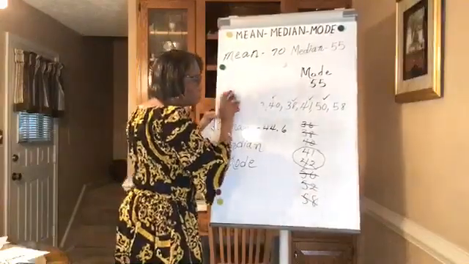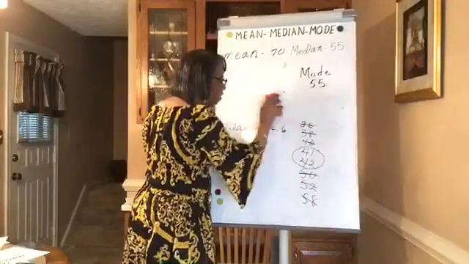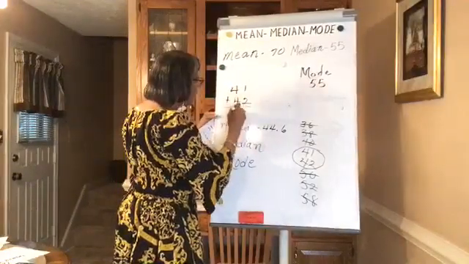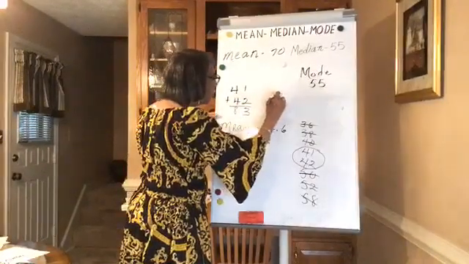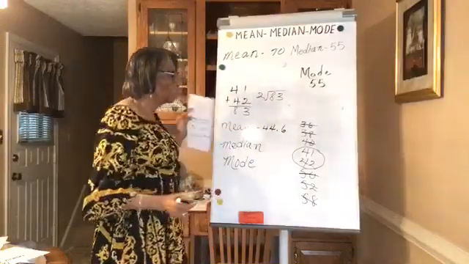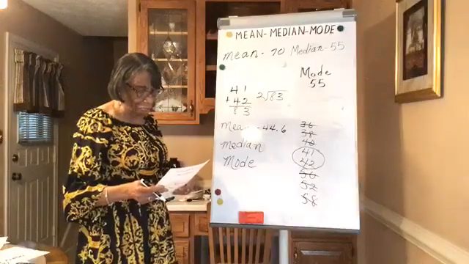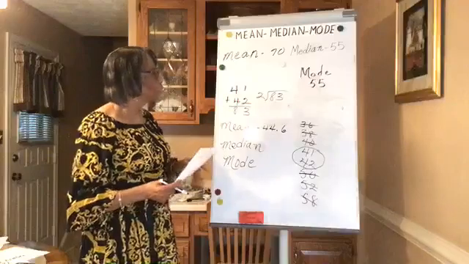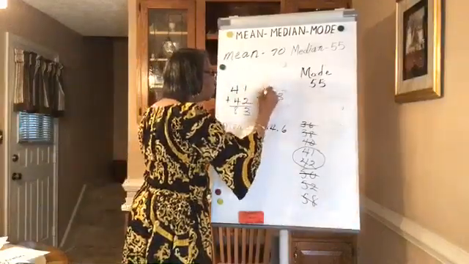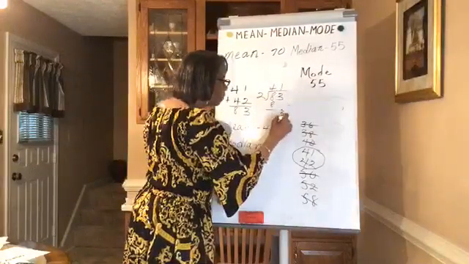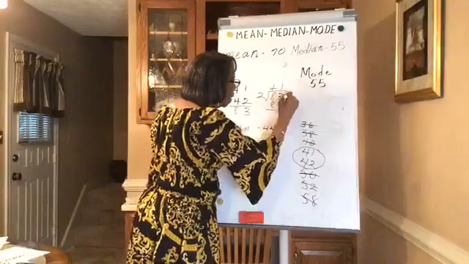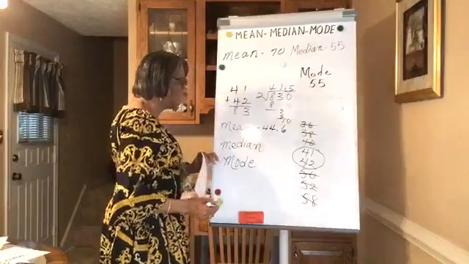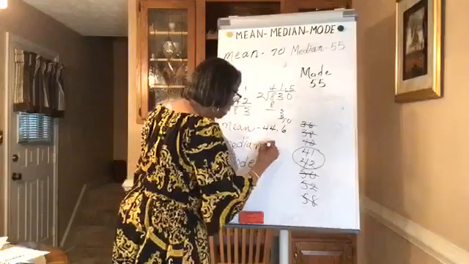All right, I'm going to erase these now. So we have 41 plus 42, and that's 83, and divide 83 by 2. And what do you get? Use your calculator. I'm allowing calculators today. All right, so you get 41.5. So then the median is 41.5.